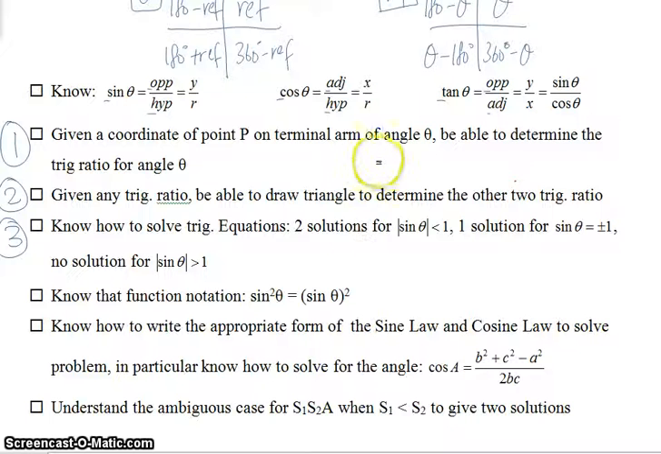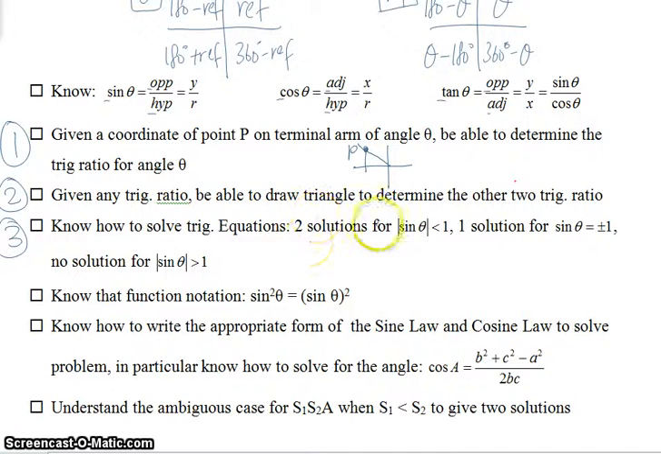So the first one is like this. I won't do an example, I'll just give you a drawing. Let's say you're given a point P. What you need to do is draw it from the origin, make a triangle, and then you can figure out the side. Alright? Put the coordinates there. Let's say the coordinate is 3, 4. Then you put 3, 4 here. And then you can figure out all the trig ratios using SOHCAHTOA.